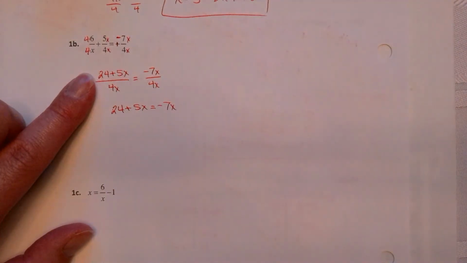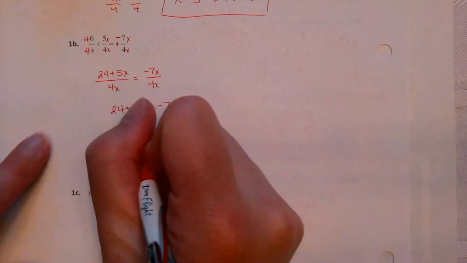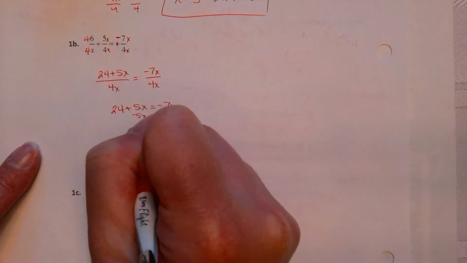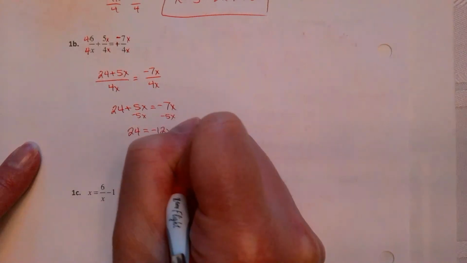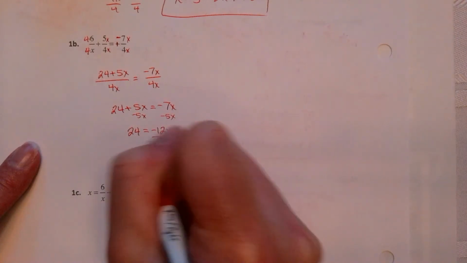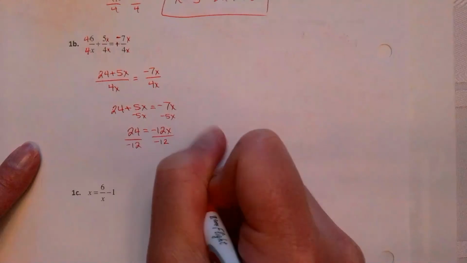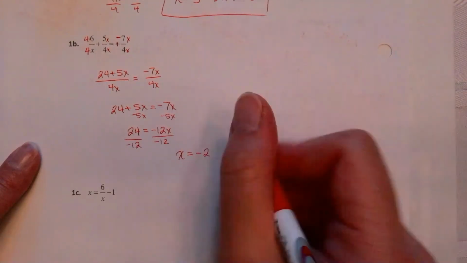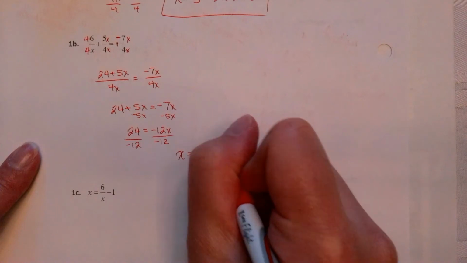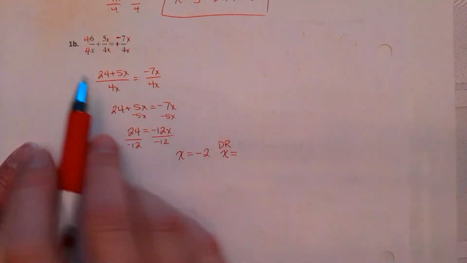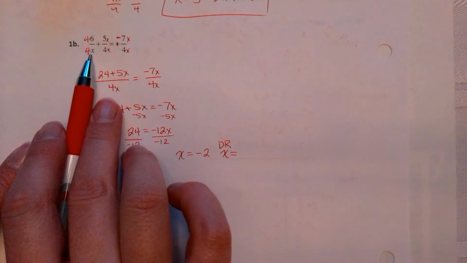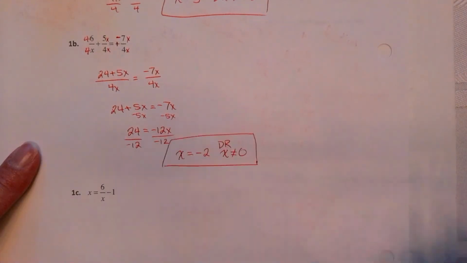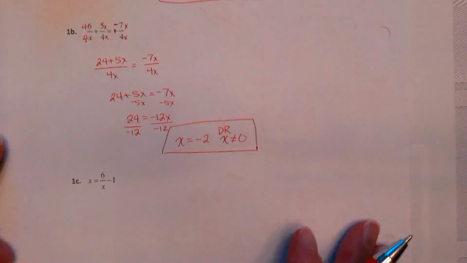Okay, again, I just have a linear equation, so I'm going to go ahead and solve it by just doing my order of operations. And I've got 24 equals negative 12x, divide both sides by negative 12, and I get x equals negative 2. Watch your negative signs. And let's go back up for our domain restriction. I only have a denominator with x over here, so x can't be 0. And that's it.